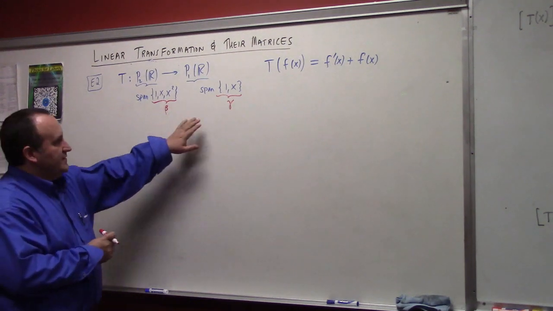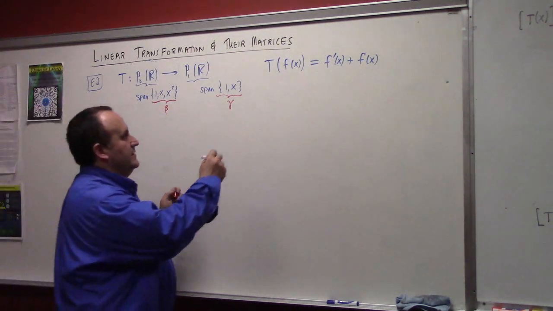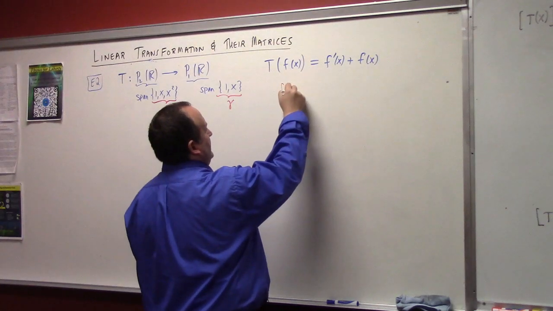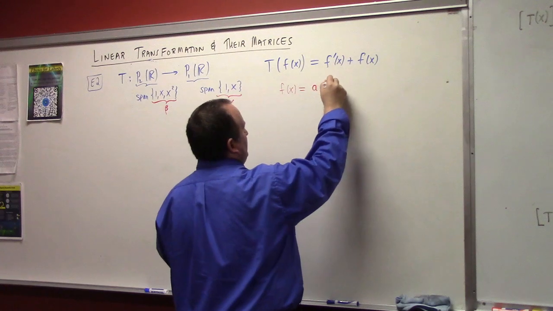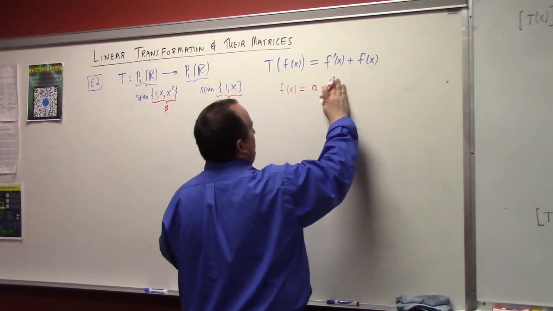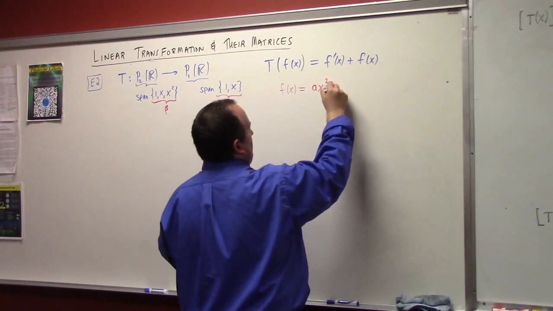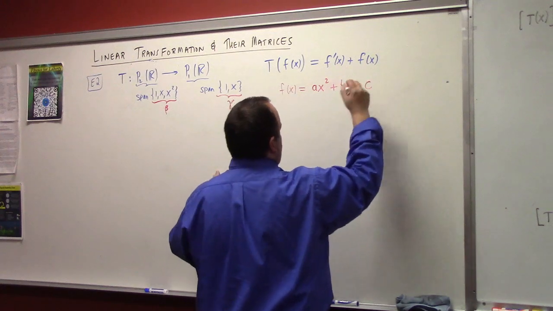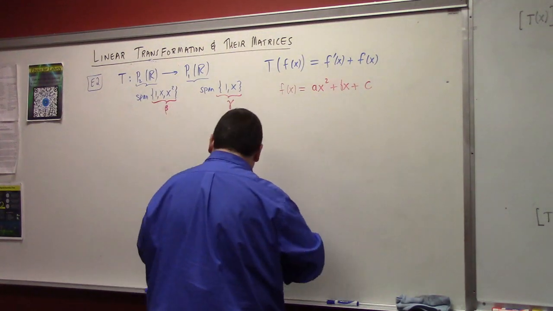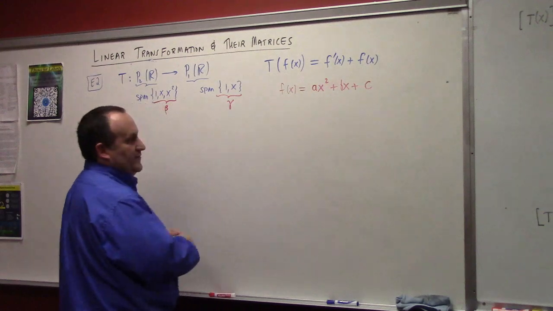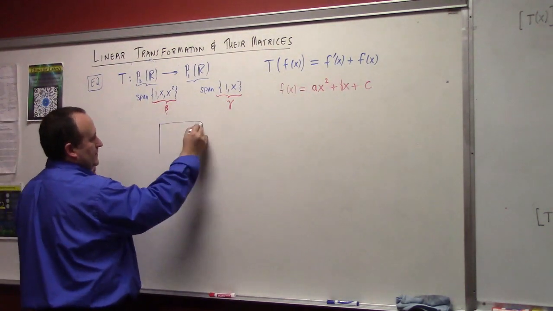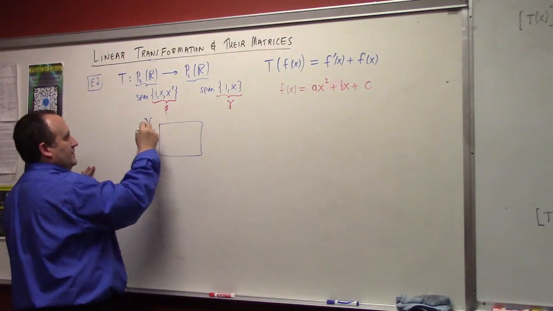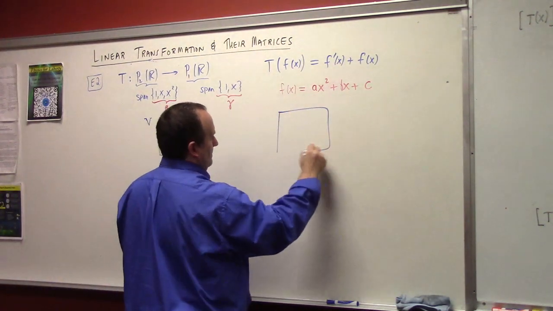So this is the beta basis, this is the gamma basis, and I would suggest that we write f of x equal to, I usually use a, b, c for this kind of thing, ax squared plus bx plus c. That's what I would typically write, right? And then I draw a picture. All right, here's the picture I draw. So here's my V over here, W.